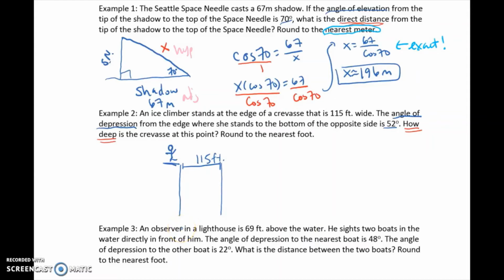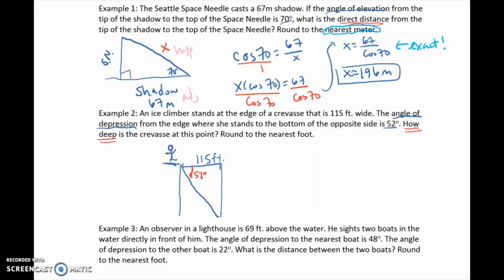And we know the angle of depression from where she stands to the bottom of the opposite side is 52 degrees. So that's telling us the line of sight is from the edge, where her feet are, to the bottom of the opposite side. So that's my line of sight. What's tricky here is to remember the angle of depression goes from the horizontal down. A lot of people like to put it with the vertical, but that's not where it goes. It's going to be the horizontal down. So this is 52 degrees.